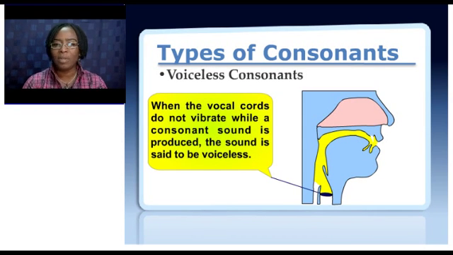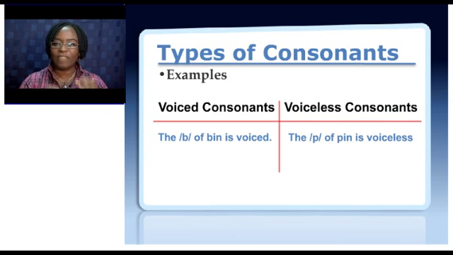For example, the p of pin is voiceless while the b of bin is voiced. The p of pen is voiceless while the b of Ben is voiced. There are many voiced sounds in English.